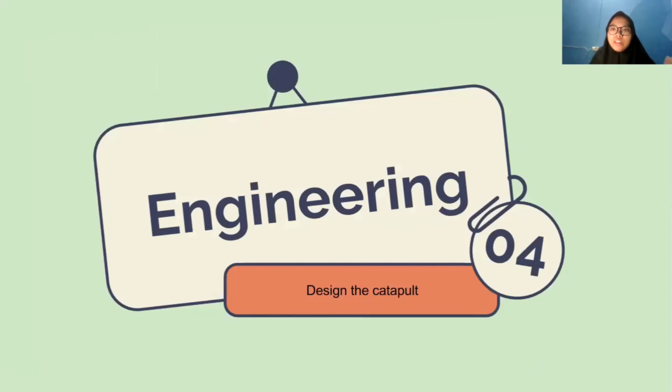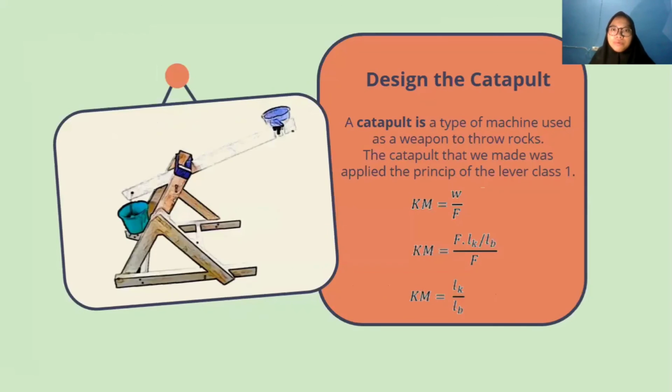And the last is about engineering. I will explain how to design the catapult because my friends and I already designed and made a catapult. This is our design, this is the picture of our design. So what is a catapult? A catapult is a type of machine used as a weapon to throw rocks, but in this case we use wood and we throw a tennis ball.